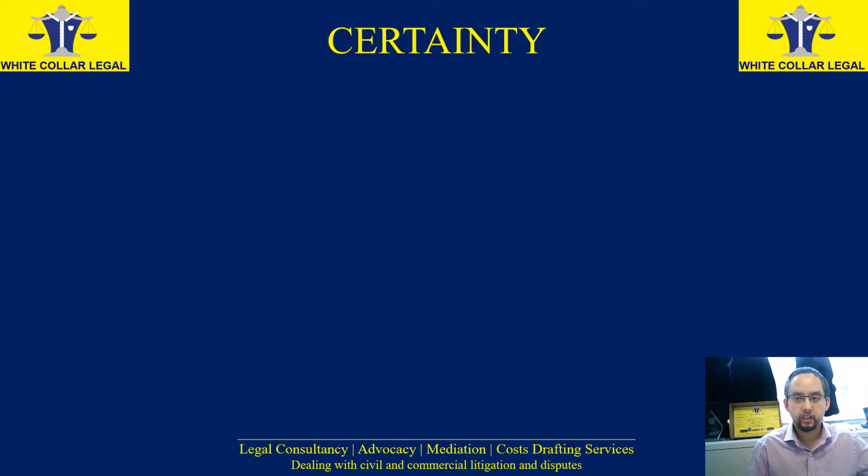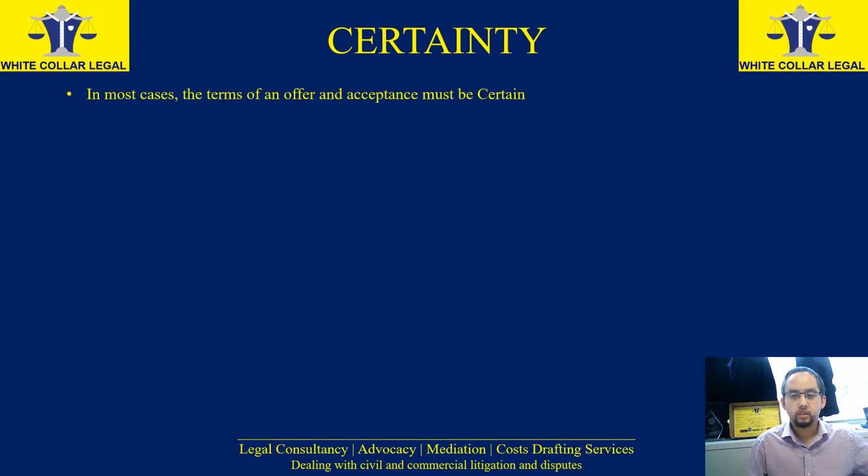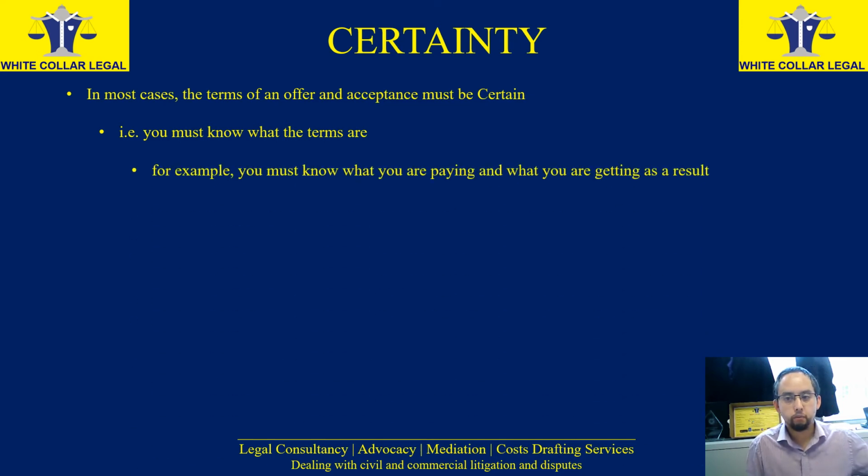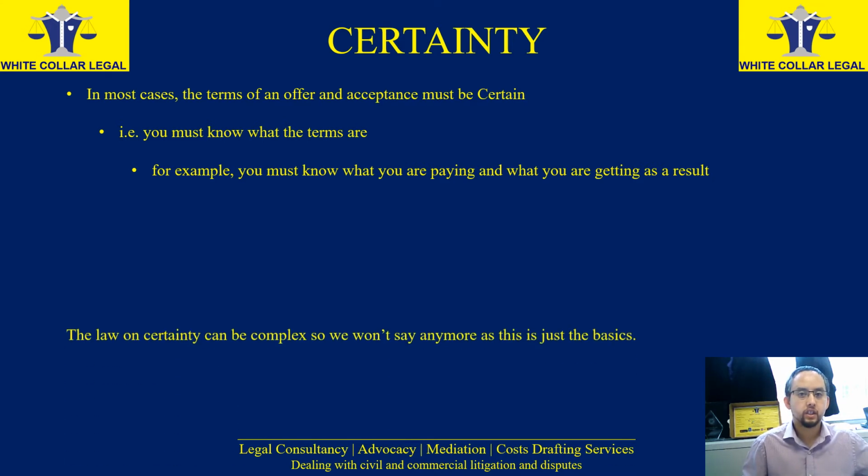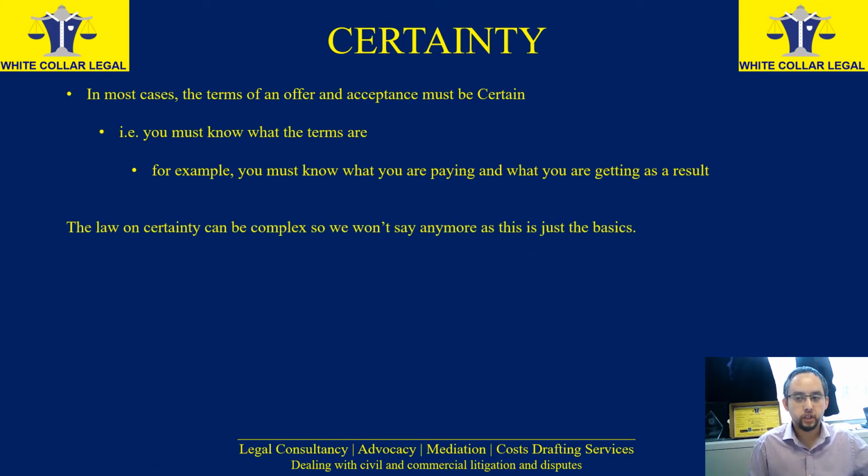In every contract there should be, or there must be in most cases, certainty. The terms must be certain. You must know what the terms are. For example, you must know what you're paying for and what you are getting as a result. Certainty is a complex subject, and as this is a basic presentation, we won't go any more into it.